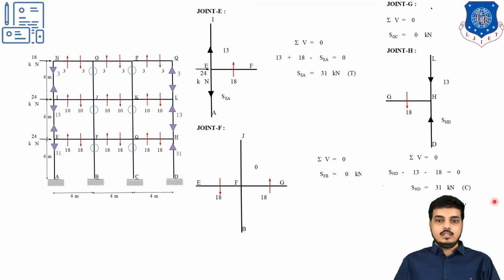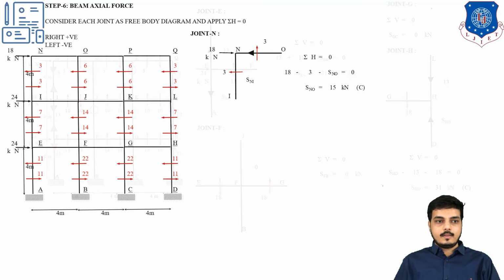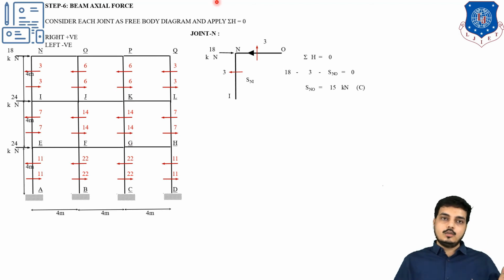So I have found out the forces for each of the joints. Now after calculating the column axial forces, we will be finding out the beam axial forces, similar to the previous step, but right now we will be considering summation of H equals 0, in which column shear will be considered. Let me show you one. Now this is my N, I portion, the N to O member. This will also come because it is a horizontal load. So summation of H equals 0.